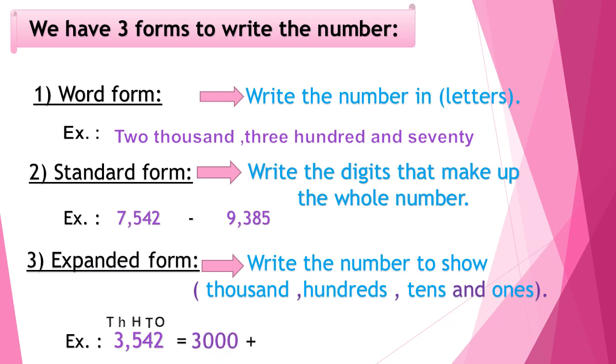3 in thousands, its value will be 3,000. 5 in hundreds, its value will be 500. 4 in tens, its value will be 40. I will put 1 zero. 2 in ones, its value is 2 as it is, without any zeros. So when I add the values, this is called expanded form.